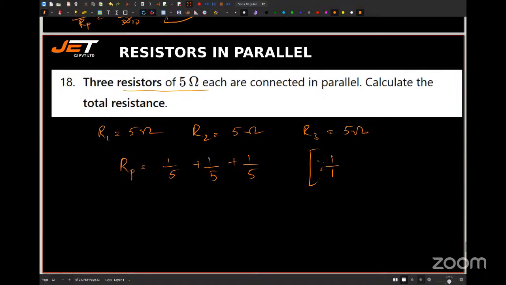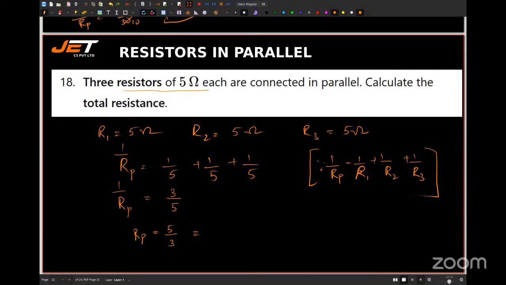Because 1 by Rp is equal to 1 by R1 plus 1 by R2 plus 1 by R3. Right? So 1 by Rp is equal to 3 by 5. So what is Rp now? 5 by 3. So what is 5 by 3? It will be 1.66 ohms. Correct. Correct, Harish.